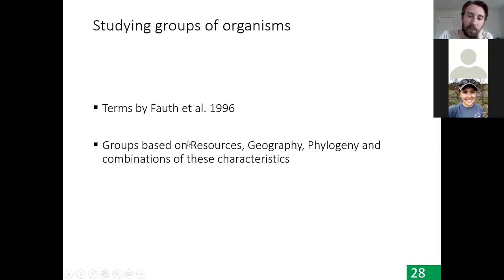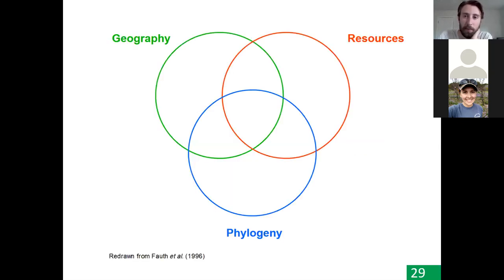And so we have this resources category, geography category, like where they're living, and then phylogeny, how they're related to each other. They came up with a set of terms that relate these three categories and also combinations of those categories together. And they did that with this big Venn diagram. So we've got geography, resources, and phylogeny as the three big circles on this Venn diagram.